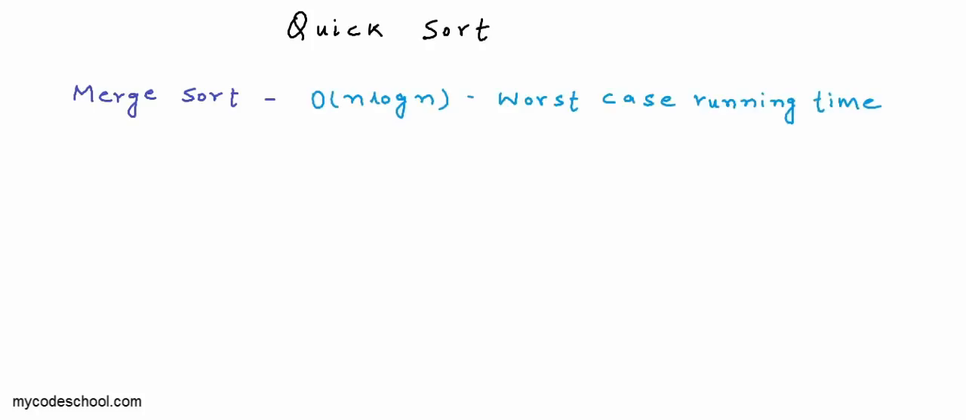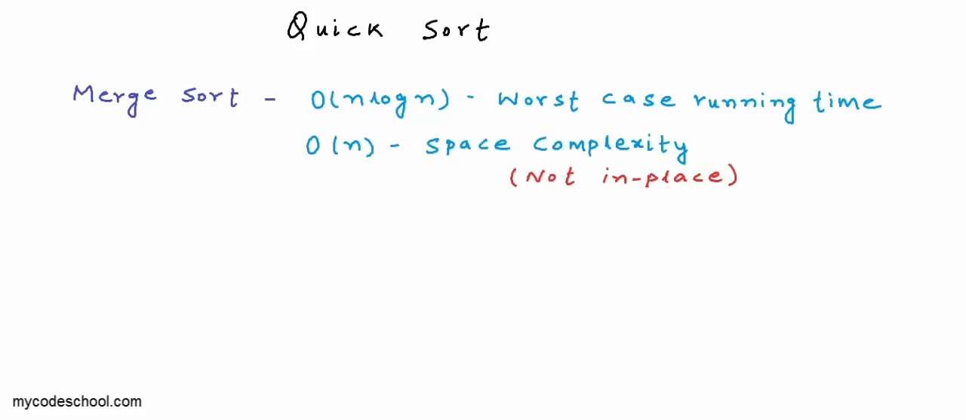In our previous lesson in this series, we discussed and analyzed the merge sort algorithm. Merge sort, as we saw, is a recursive algorithm in which we follow a divide and conquer strategy. The running time of merge sort is big O of n log n in the worst case, but merge sort is not an in-place sorting algorithm. An in-place sorting algorithm takes a constant amount of extra memory, but the space complexity of merge sort is big O of n.